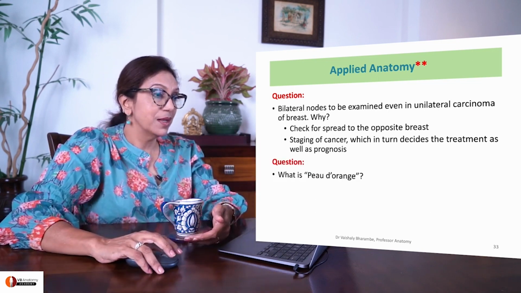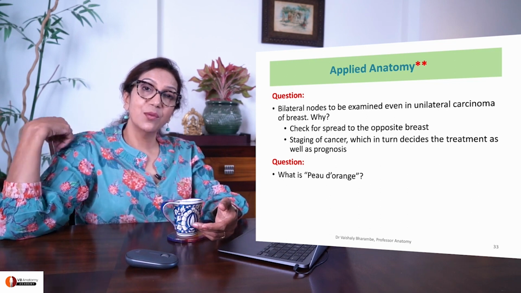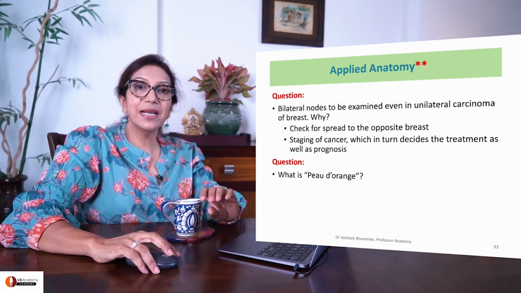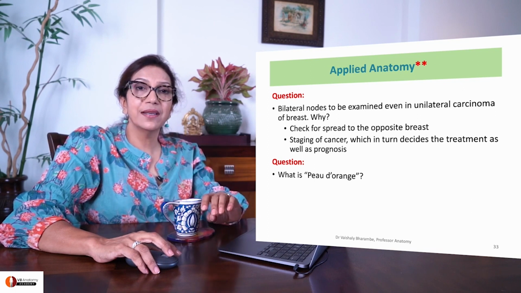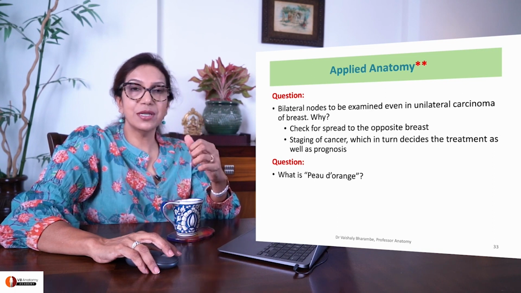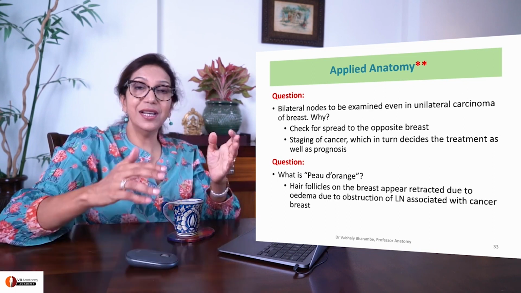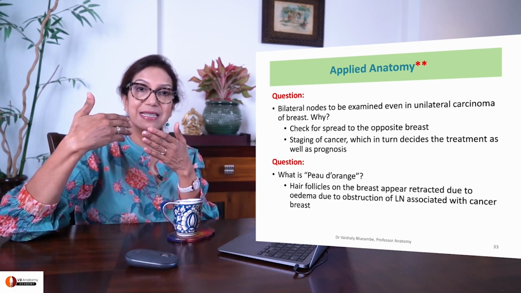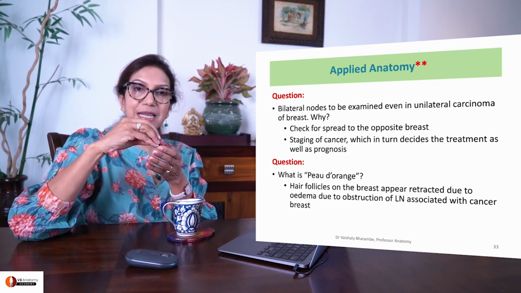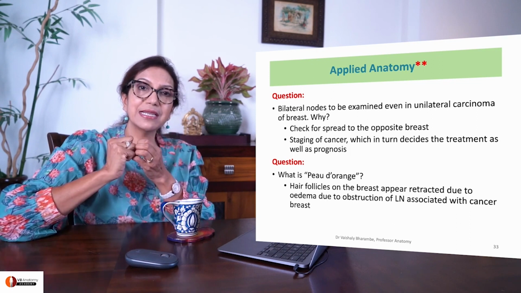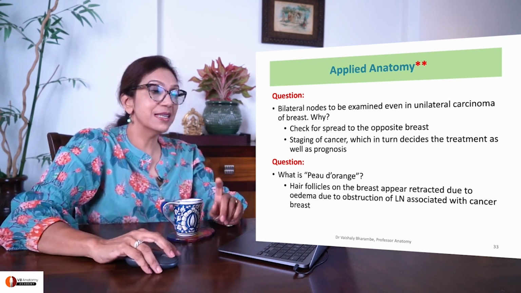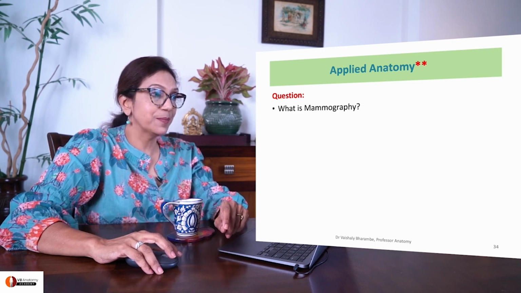What is Peau d'Orange? This is the skin of the mammary gland that looks like an orange peel because there is edema in the skin. The lymph nodes are blocked, maybe with cancer, so the lymph is not getting drained. This results in edema of the skin, and the points where hair follicles are there look retracted, and it has a peculiar orange peel-like appearance that is called Peau d'Orange.